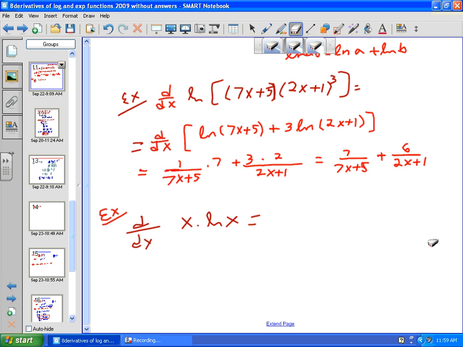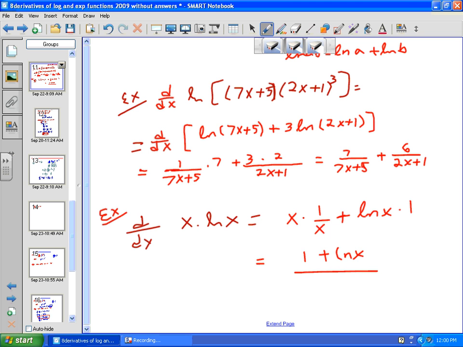To do the solution for this problem, we're going to begin with the product rule. So we write down the first item times the derivative of ln x, which we learned is 1 over x, plus, product rule, we need a plus in the middle, the second item times the derivative of x with respect to x, and that is 1. So when we simplify, we're getting just 1 plus ln x as the answer.